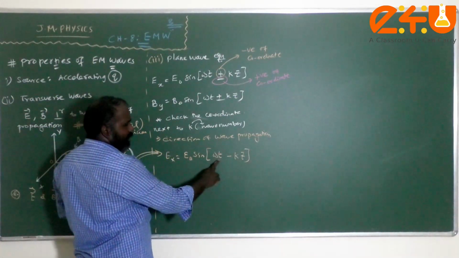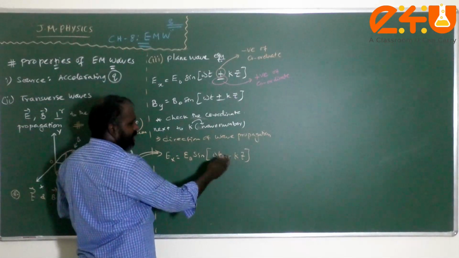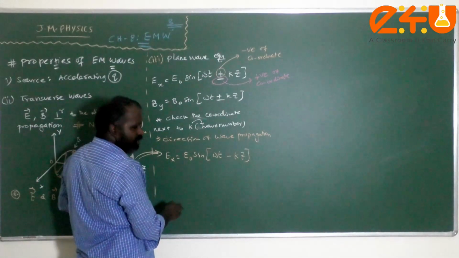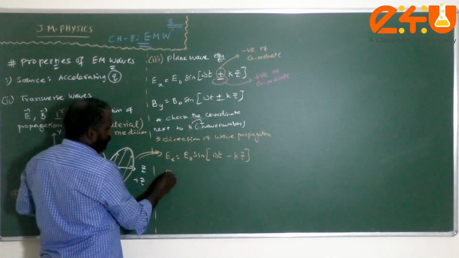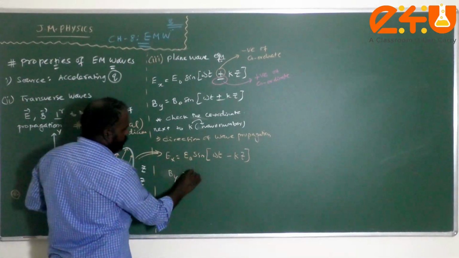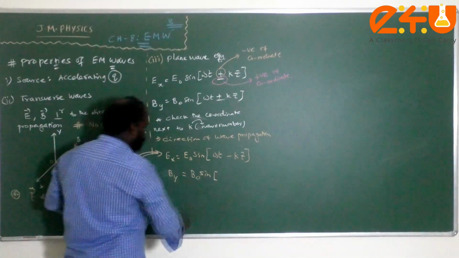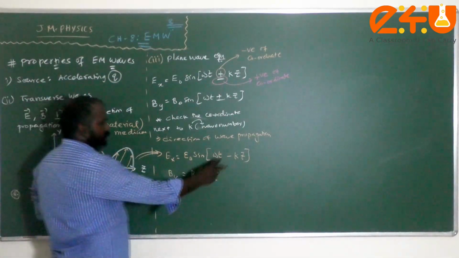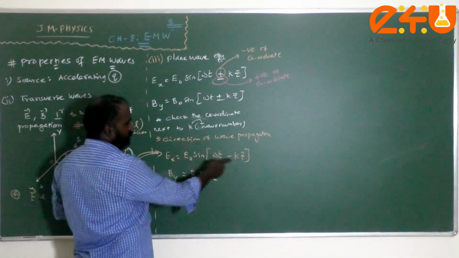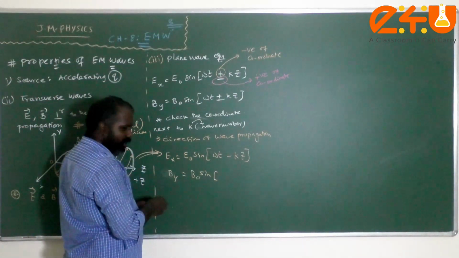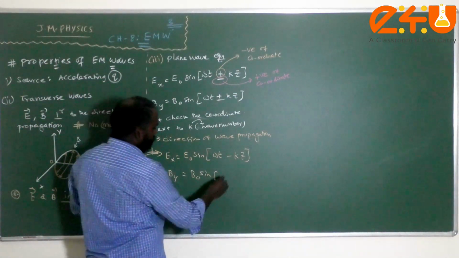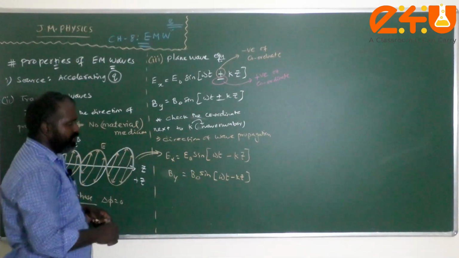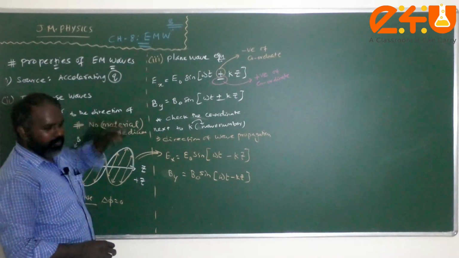Omega t minus kz or kz minus omega t, both are the same and give the same information only. Similarly, By equals B naught sine of, since we said there is no phase difference between the electric and magnetic field, whatever phase factor is there for the electric field will be the same for the magnetic field also. Therefore this has to be, what, children? Omega t minus kz for this diagram. That is the information for the plane wave equation.